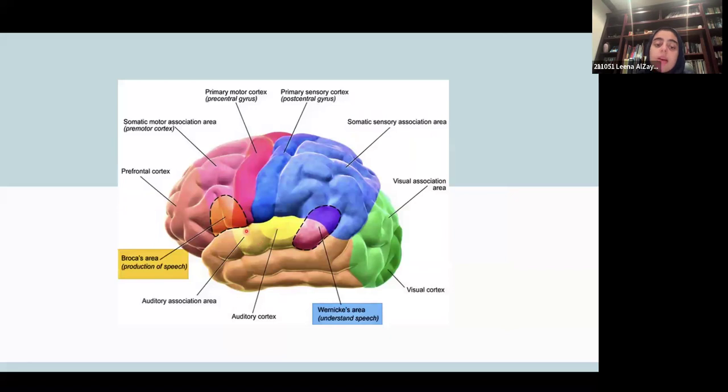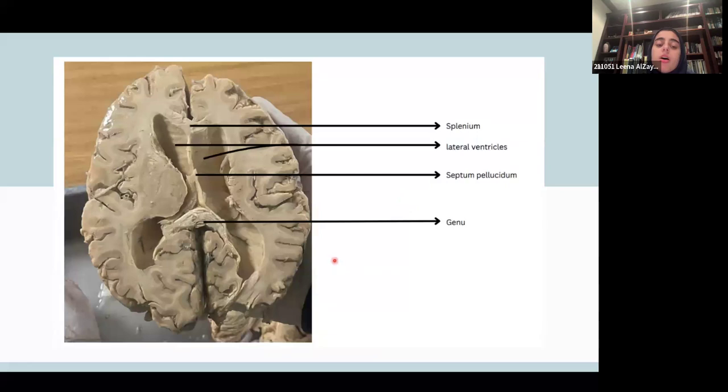We have to know two specific areas for language. We have Broca's area and Wernicke's area. Broca's area is for production of speech, while Wernicke's area is for understanding of speech, because if you lose it, you don't understand speech, and you can't produce meaningful speech. So this is Broca's area, this is Wernicke's area. This is the splenium separating the two lateral ventricles, like a septum pellucidum. And the splenium is part of the cingulate gyrus.